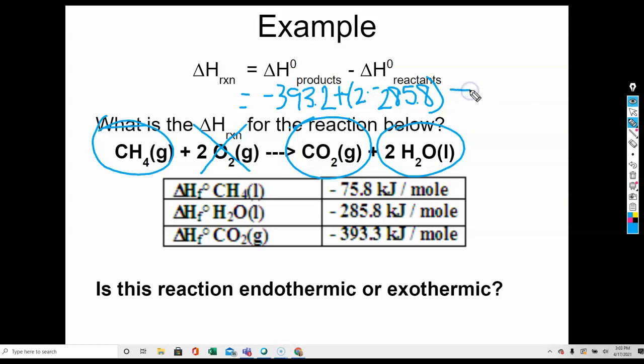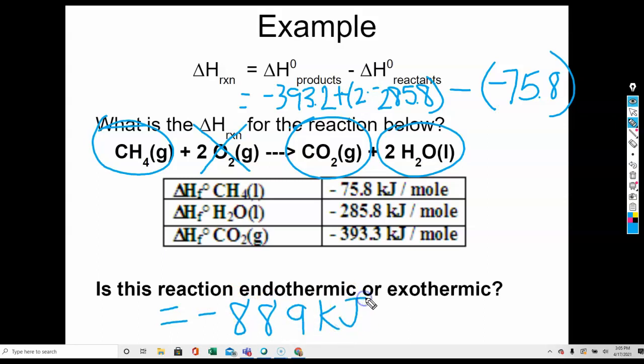Now we're going to subtract the heat of the reactants, and we only have one reactant with a value, and that is methane, and it does not have a coefficient in front of it, so we are just going to subtract the negative 75.8 kilojoules per mole. And when we do this math, we will come out with a negative 889 kilojoules.